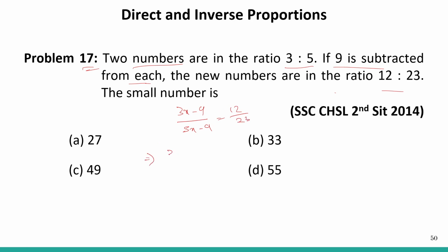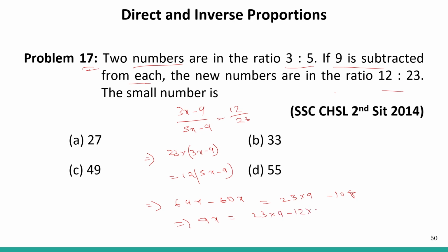So this implies that 23 into 3x minus 9 is equal to 12 into 5x minus 9. So 23 into 3 is 69x, minus 12 into 5 is 60x, is equal to 23 into 9 minus 12 into 9, that is 108. So this implies that 9x is equal to 23 into 9 minus 12 into 9. So x is equal to 23 minus 12, so this will be 11.